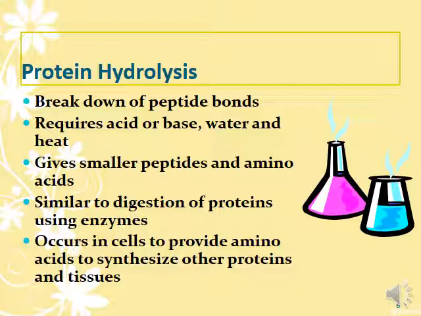Hydrolysis of protein will give us smaller peptides and amino acids. This hydrolysis is also similar to digestion of protein using enzymes. When we digest protein using enzymes, we are also breaking down the peptide bond. So protein hydrolysis occurs in the cell to provide amino acids for further use in the synthesis of other proteins and tissues.